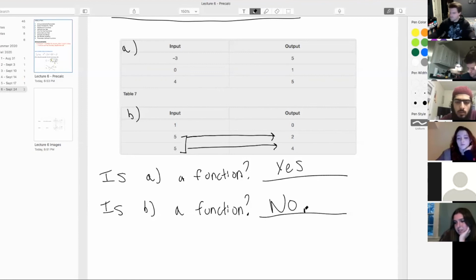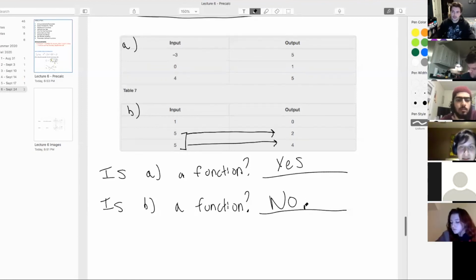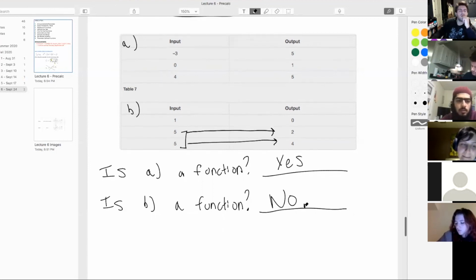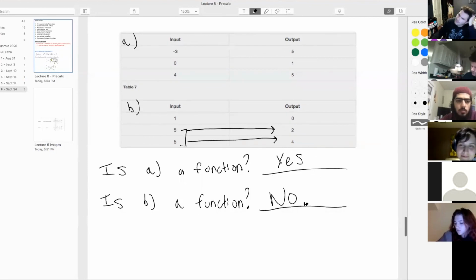Is it a possibility, like in a homework problem, to have 5 as input and 2 as output, and then 5 as input and 2 as output again, and it's still a function because it's the same? Is that something that happens often, or is that a tricky question?